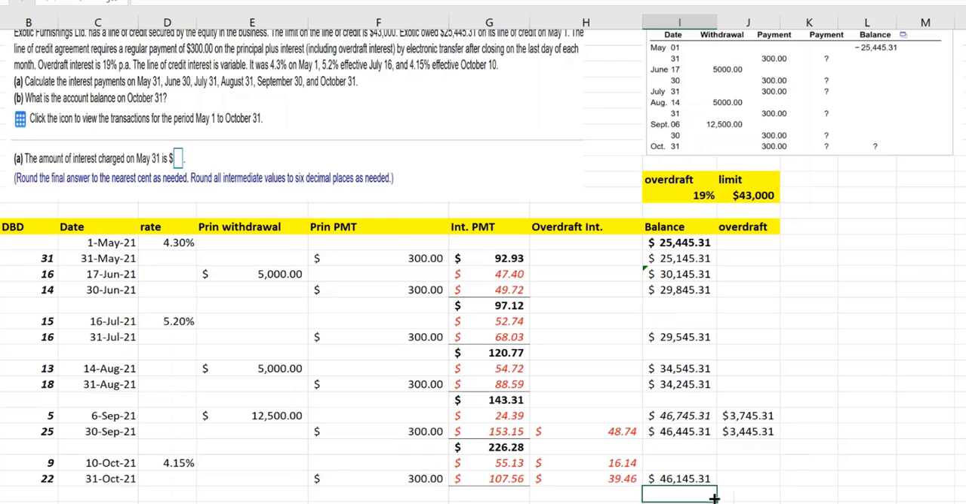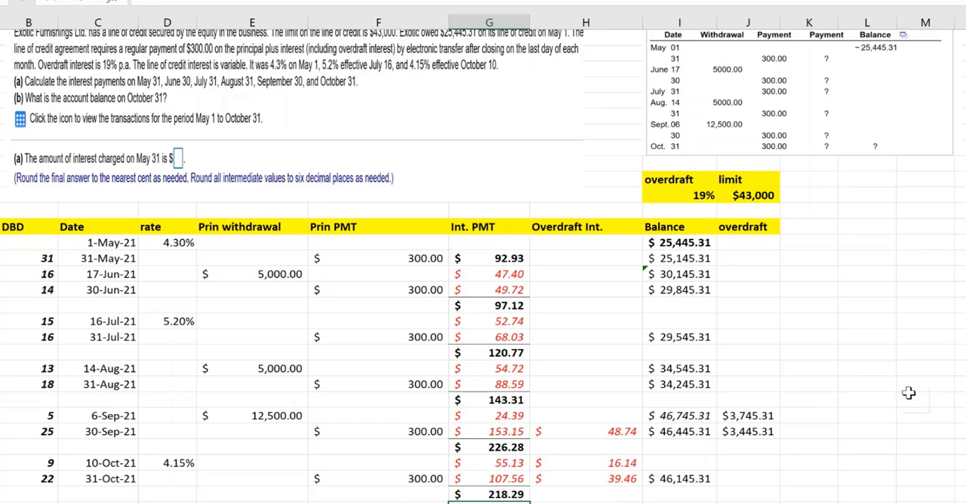All right, that's the last day. So I know I'm in overdraft a little bit still, but that's my last balance. The amount of interest is going to be the total of all of those amounts, which is $218.29, and that's what we have.